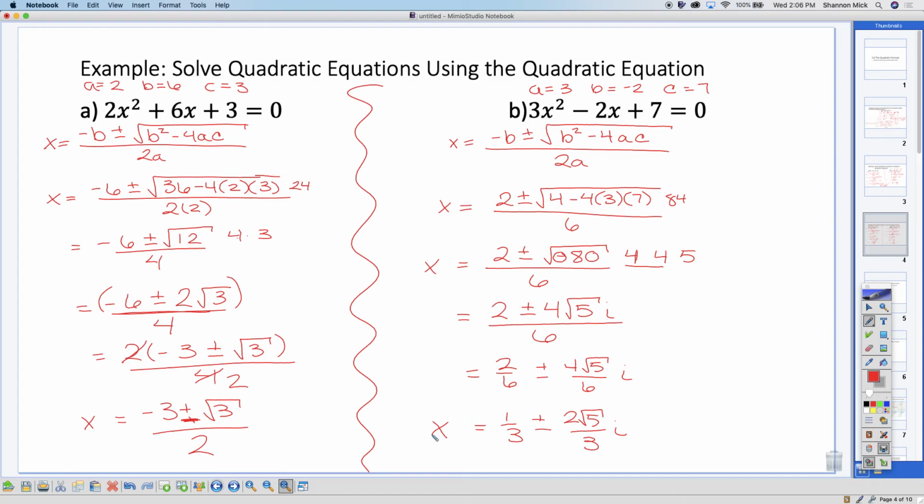100%. There's no real solution. How many solutions are here? 2. 2 real. How many rational? 0. You don't know what the square root of 3 is. The square root of 3 is an irrational number, so there's 2 real, but there's no rational solutions.